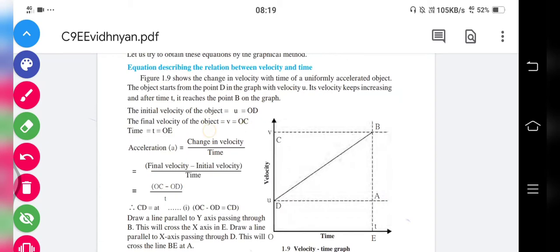According to this, we find acceleration equal to change in velocity upon time. The change in velocity is the final velocity minus the initial velocity. So acceleration equals change in velocity upon time, which is final velocity minus initial velocity upon time. Here OC is the final velocity, minus OD, the initial velocity, upon time t. So just wait.